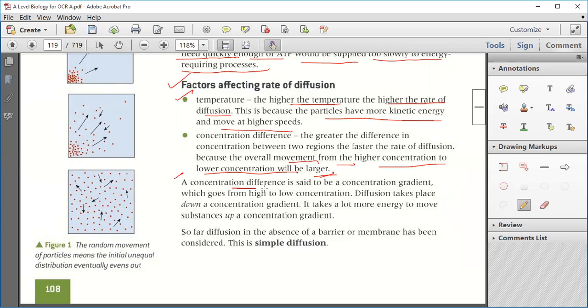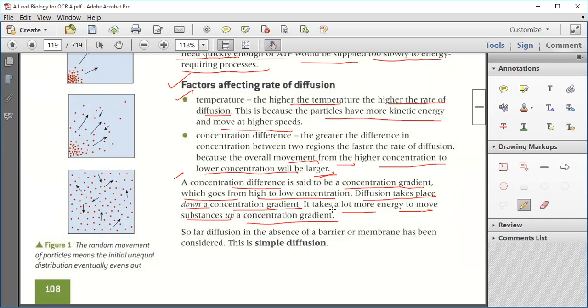Next, the concentration difference is said to be a concentration gradient. Concentration gradient means the difference between the two concentrations, that is, from where the gas is moving and up to which it is going. The concentration gradient goes from high to low concentration. Diffusion takes place down a concentration gradient. It takes a lot more energy to move substances up a concentration gradient. Do I need to repeat it again?